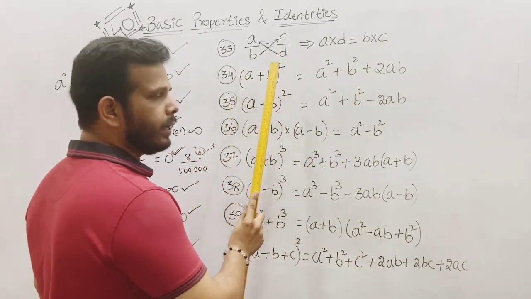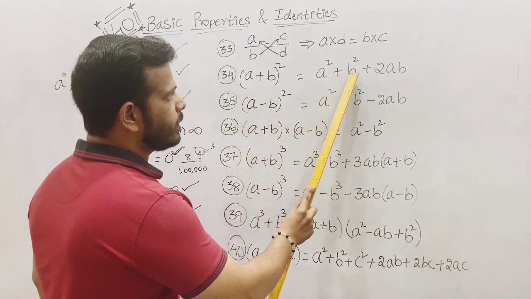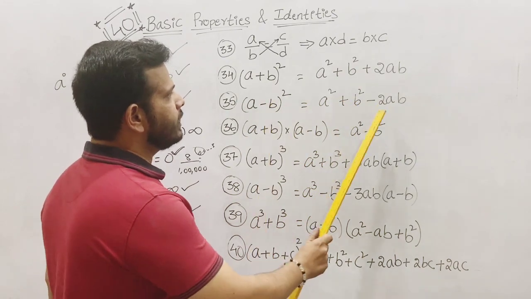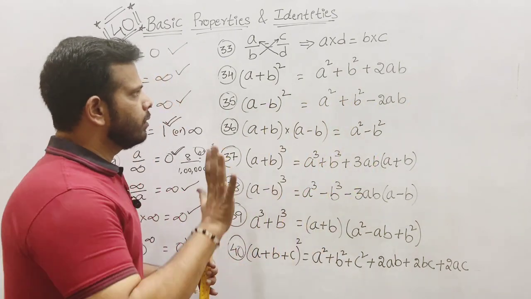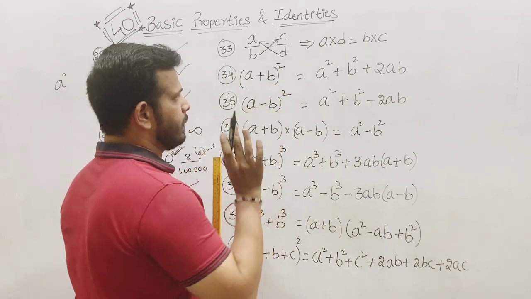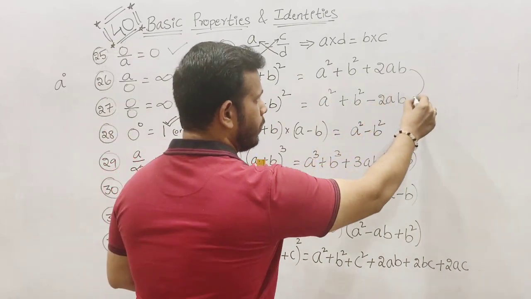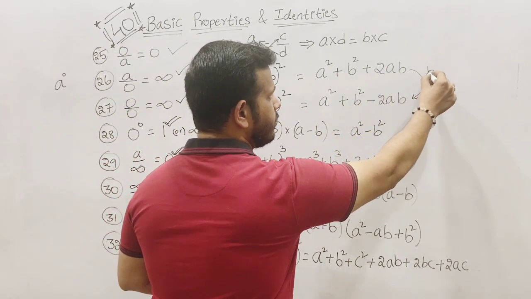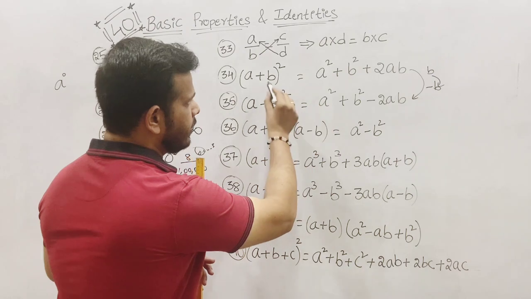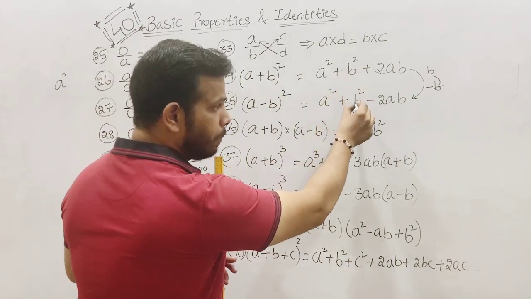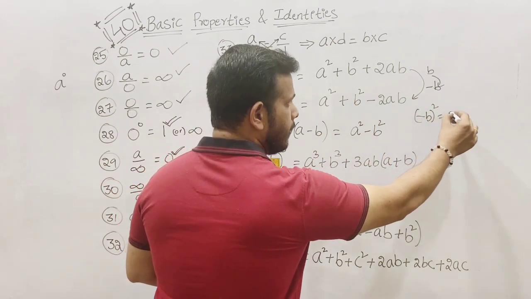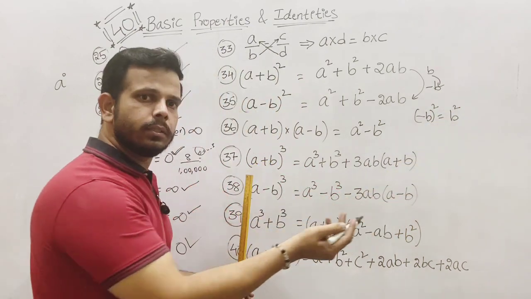Okay, A plus B whole square, most of you know this identity, A square plus B square plus 2AB. A minus B whole square, A square plus B square minus 2AB. Okay, simple. To remember this formula, you have to substitute B with minus B. From this formula to this formula, the only difference is B is replaced with minus B. Okay, observe carefully. Here B is replaced with minus B in this formula. On right hand side also B is replaced with minus B only. But minus B whole square is plus B square, because minus into minus, it's plus.